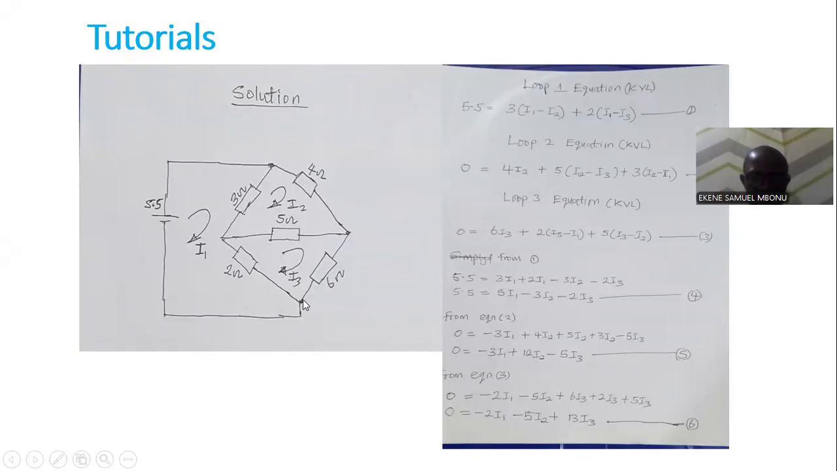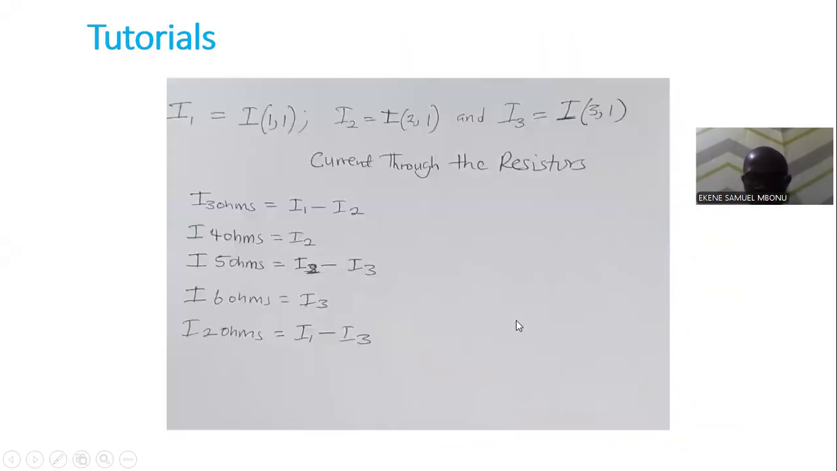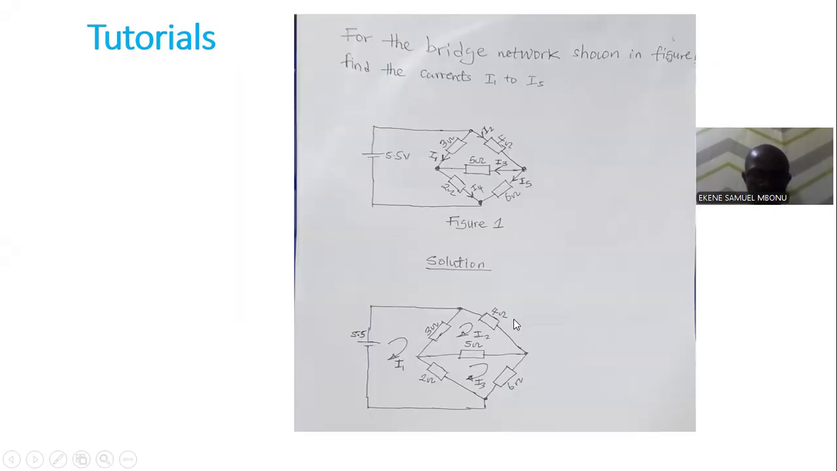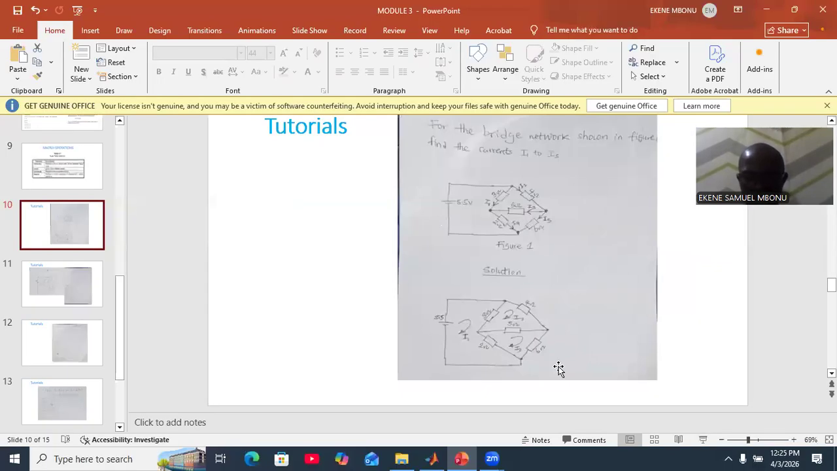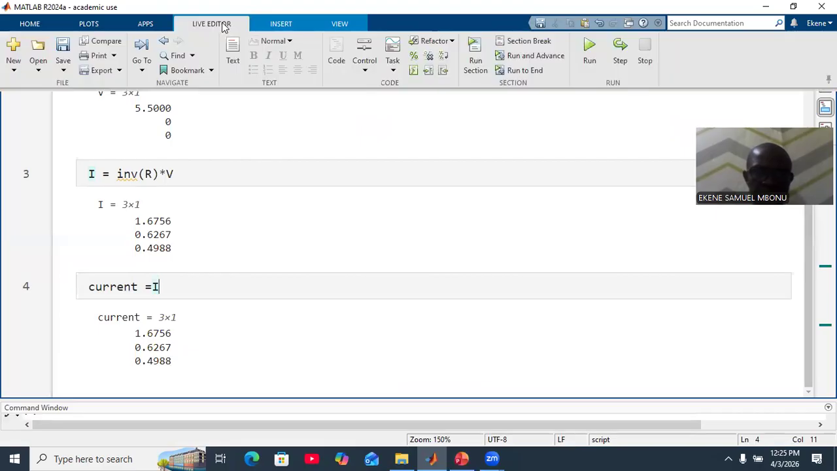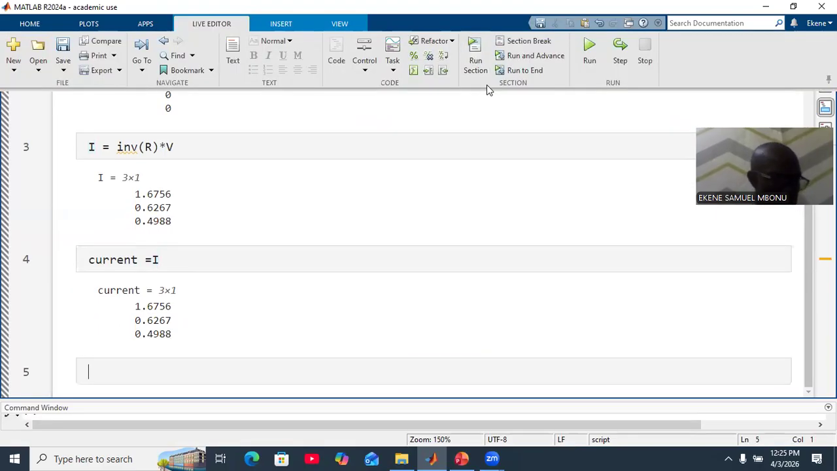Hope I'm correct. I5. Sorry. Okay, current passing through the 6 ohm resistor will be equal to this current, which is I3. How do we go about it? We can now come back to our Matlab and compute accordingly.